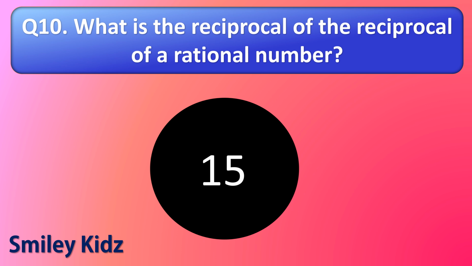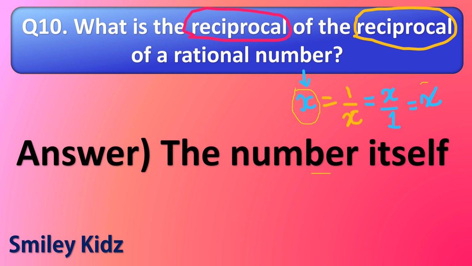The question is a little confusing, so let's break the question into parts and try to solve it. First, let's take the rational number as x. They are asking us the reciprocal. Reciprocal of x is 1 by x, right? Again, they are asking us the reciprocal of 1 by x. It will be x by 1, which is nothing but x. Here we have taken the rational number as x. Again, we have got the rational number as x. So, the answer is the number itself, right? Yes, it is the number itself. The number itself is the reciprocal of the reciprocal of a rational number.